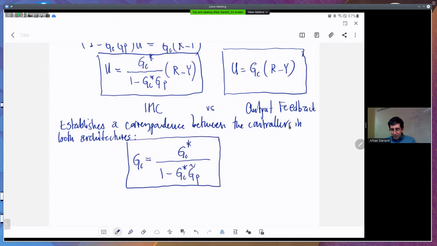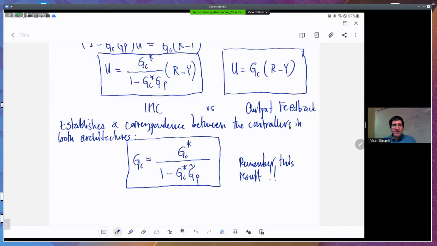Okay, so let's say remember this result because we will use it. Okay, why we will use it? Because in the following discussion we will first design gc star by using direct synthesis.